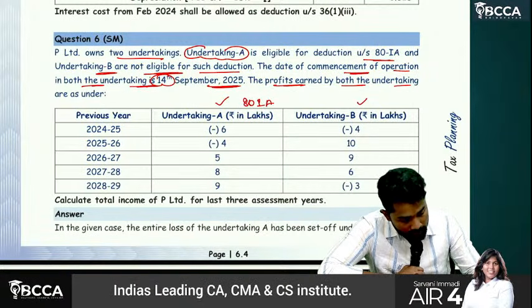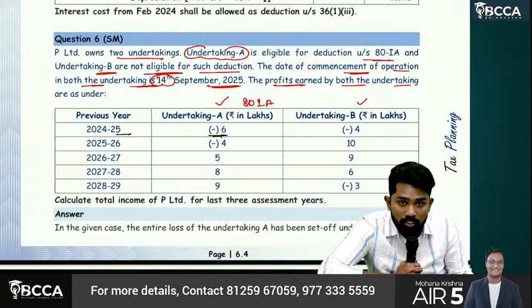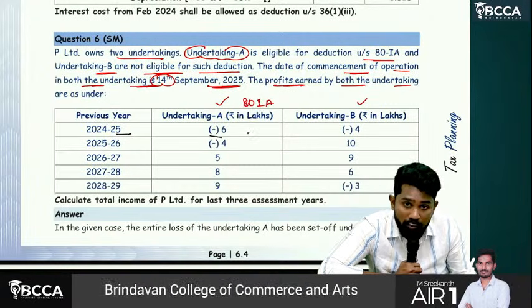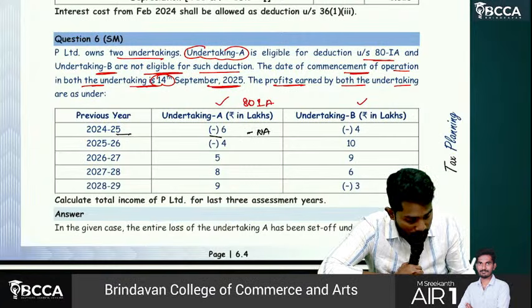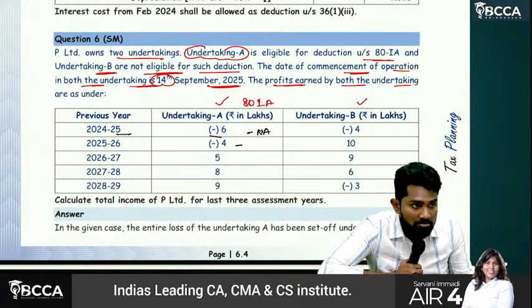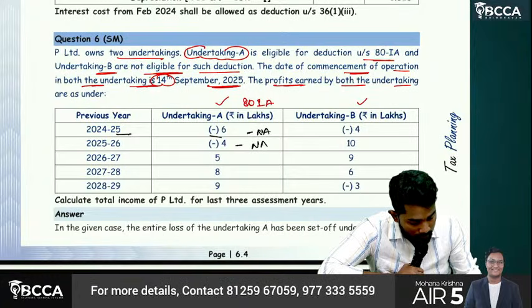Okay. Sir, first year, 24-25. How much is there? Negative 6 lakhs. So is deduction available or not available? Not available. Then 25-26. Again loss. Not available. Third year.